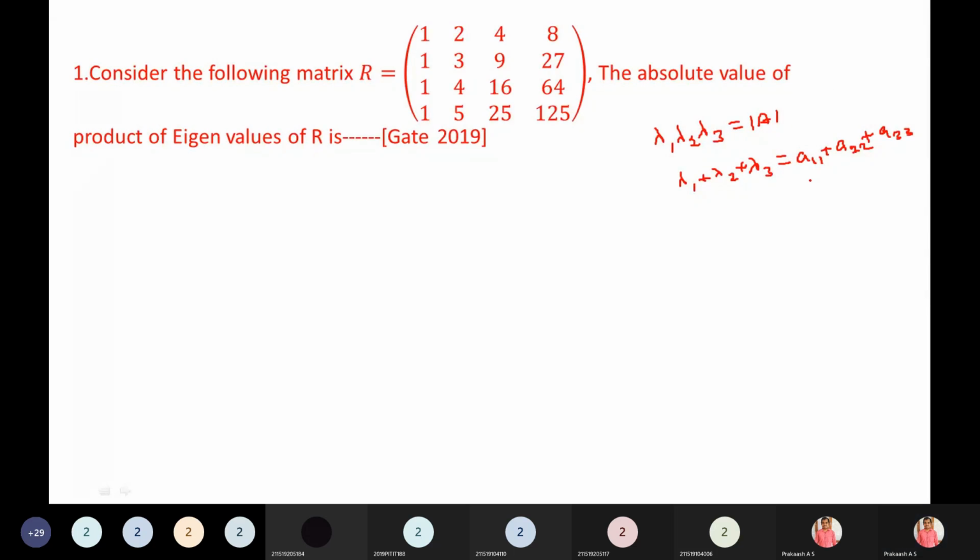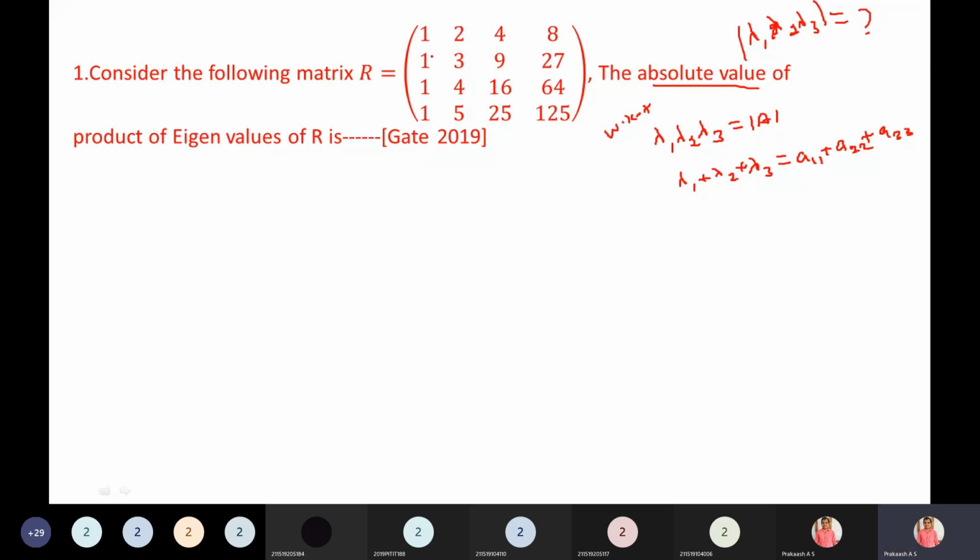Now these are the properties of eigenvalues, I can use this. Listen, it is very difficult to find the characteristic equation, and I want to find the absolute value of this one. This is what we need: product of eigenvalues, absolute value.